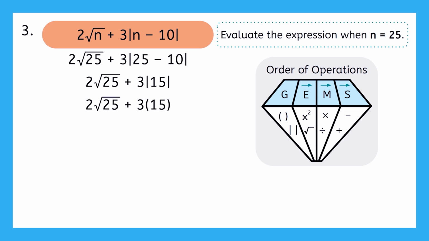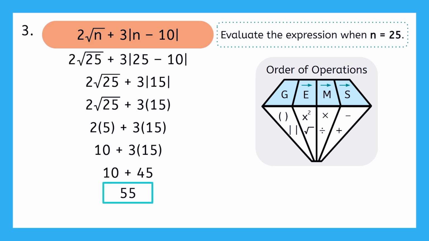That would be the exponents and roots. Here, that's the square root of 25, which is... Yep, 5. We'll want to put that 5 inside parentheses too. Now we have 2 times 5 plus 3 times 15. We evaluate each instance of multiplication from left to right, and then we add 10 plus 45 to give us our final answer of 55. Nice job.